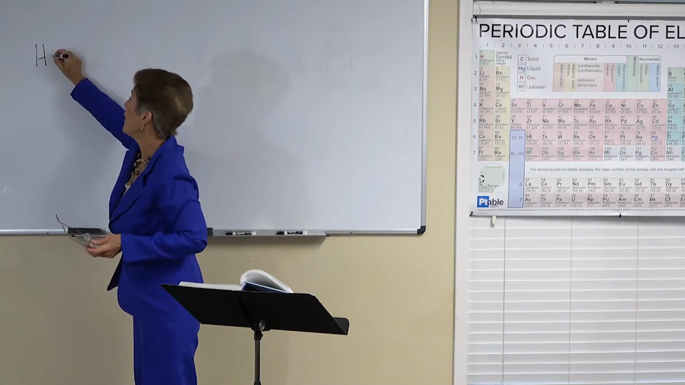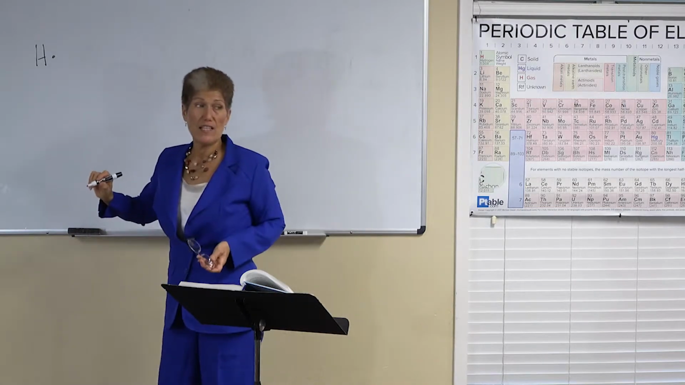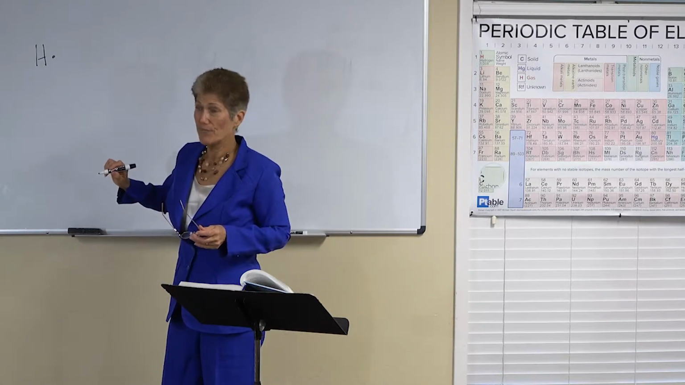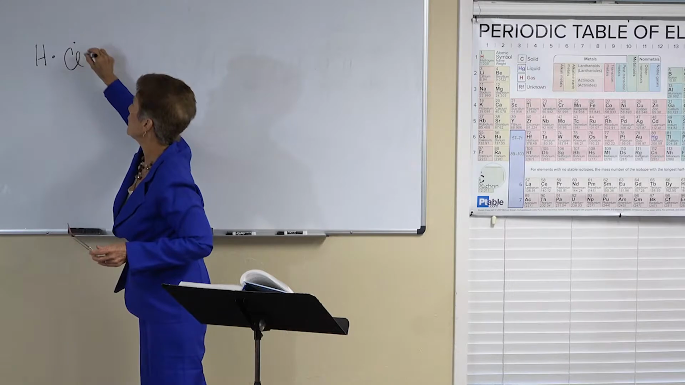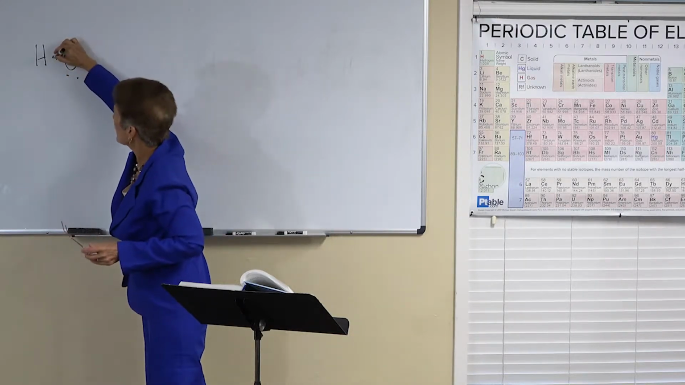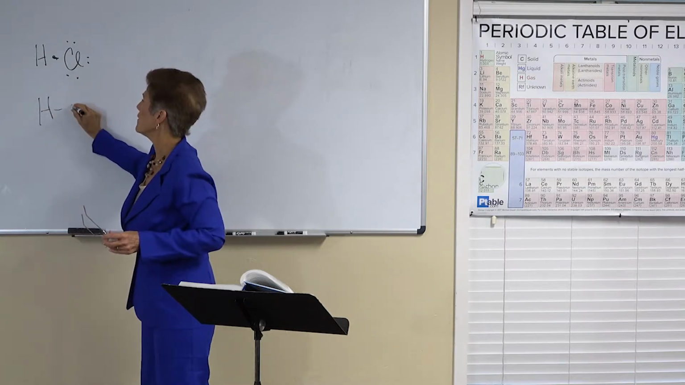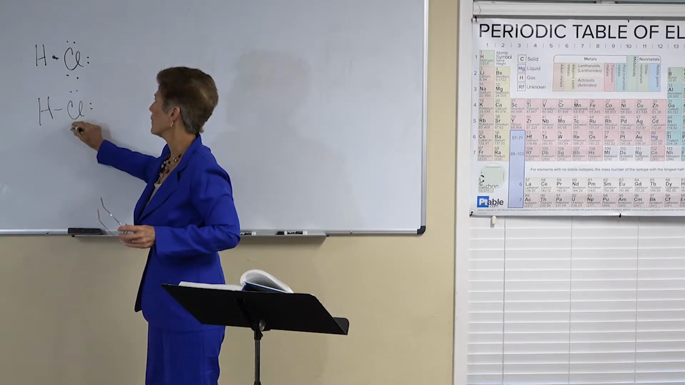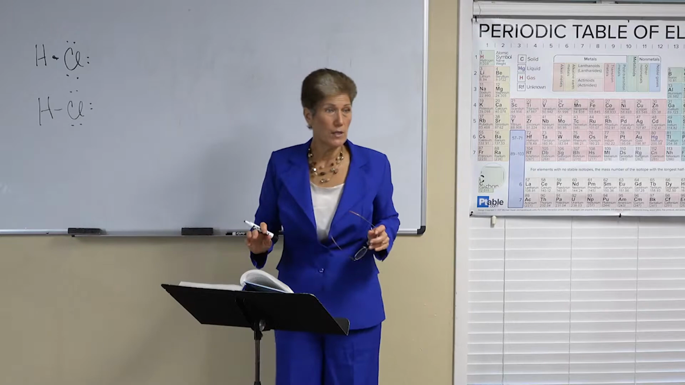Guys, 1. And what about chlorine? How many valence electrons does it have? 7. So we're going to go 1, 2, 3, 4, 5, 6, 7. So we're going to connect the dots, and we're going to rewrite this way. And that would be the Lewis structure.